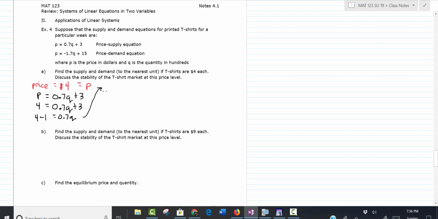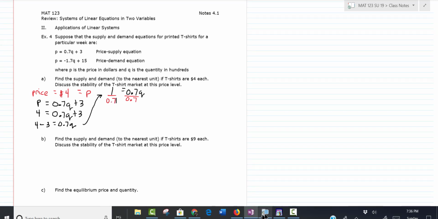I'm going to move this over here and finish this up. So that would be, hold on, why did I do that? I think I'm thinking ahead there. I do that all the time. Move the 3 over there. So what I end up doing is I get 1 is equal to 0.7 Q. Then I can divide by 0.7.